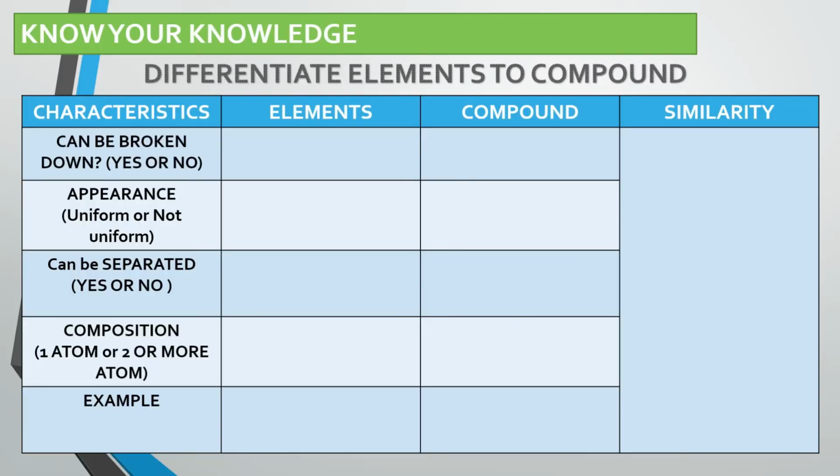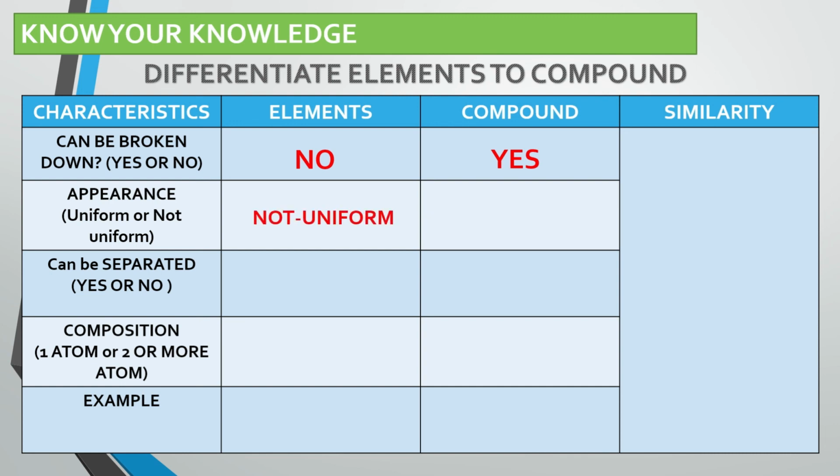Okay, so let's differentiate element from compound. So first, can an element be broken down, yes or no? The answer is no. Okay, while a compound, yes. A compound can be broken down into other substances in terms of chemical reaction. Okay, but they are not destroyed, they just transfer from one form to another, the compound.